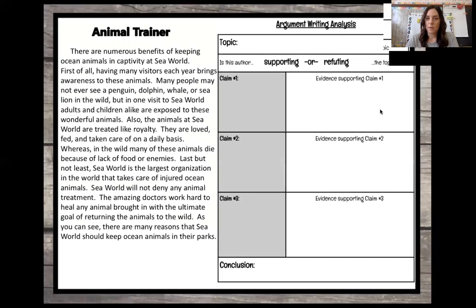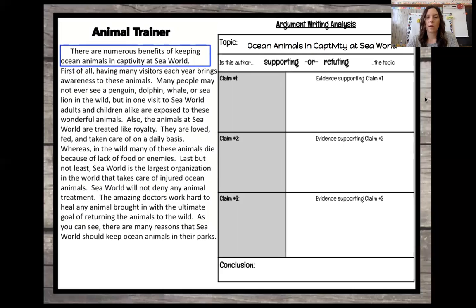So let's start up at the top, and the topic is ocean animals in captivity at SeaWorld. And this author is supporting the claim because right away, the author says that there's numerous benefits of keeping ocean animals in captivity. Okay, so that sounds like a positive. So this author thinks that we should definitely keep them there. And now I'm going to look for the claims and the evidence.